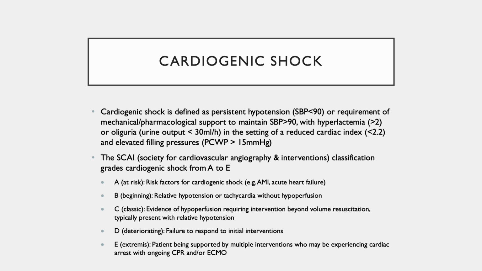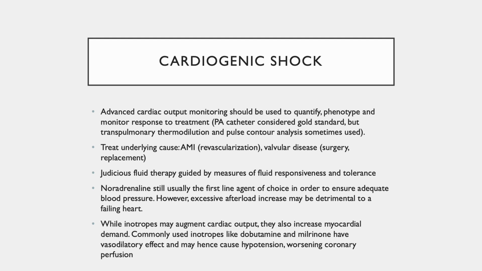Moving on to cardiogenic shock that is characterized by a reduced cardiac index with accompanying features of shock, the recent SCAI classification grades patients from A to E, namely at risk, beginning, classic, deteriorating, and extremis, and provides a standardized means of communicating the state of cardiogenic shock a patient is in. Advanced cardiac output monitoring, usually in the form of a pulmonary artery catheter, is recommended in the monitoring, phenotyping, and management of patients with severe cardiogenic shock.